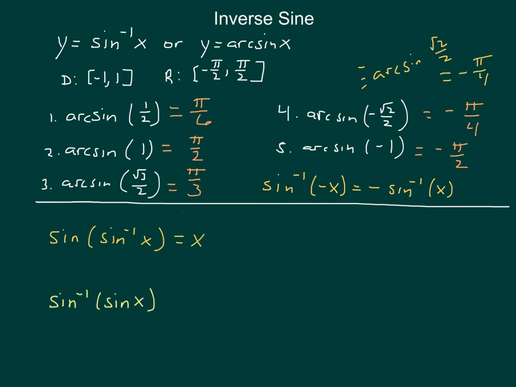That will equal x as long as x is a value from negative 1 to 1, so negative 1 less than or equal to x less than or equal to 1. On the next one, the arc sine of the sine of x is equal to x provided that x is between negative pi over 2 to pi over 2.